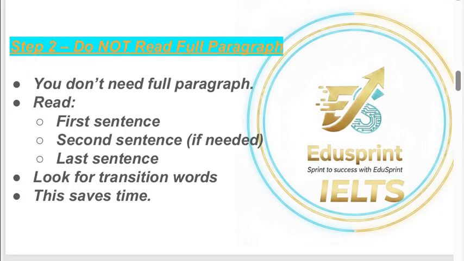The second step is very important. Do not read the full paragraph in detail. Instead, focus mainly on the first sentence. In most academic writing, the first sentence introduces the main idea. This is known as the topic sentence. If the idea is not completely clear, briefly check the second sentence or the final sentence. Your goal is not to understand every detail. Your goal is to understand the central message.